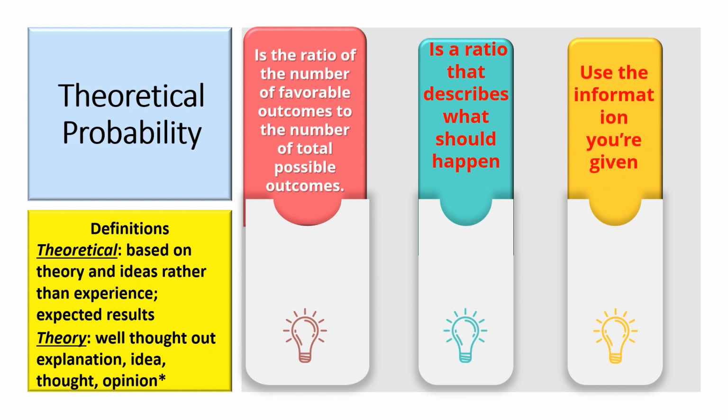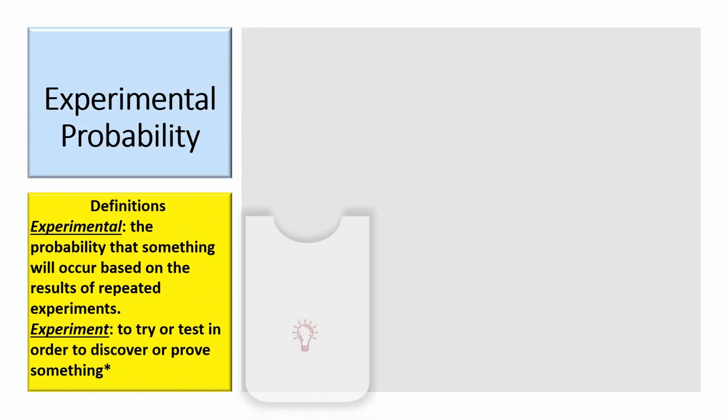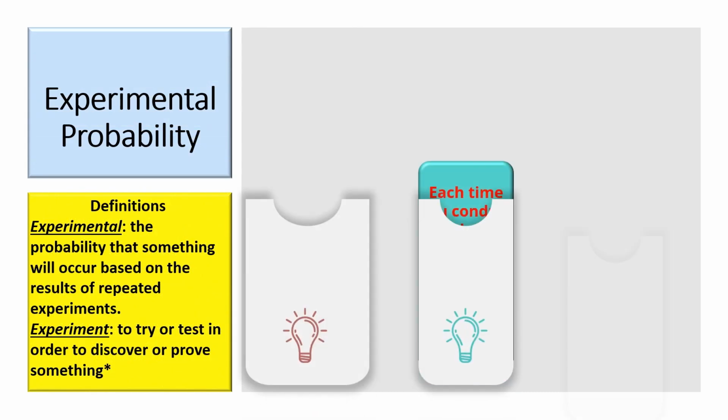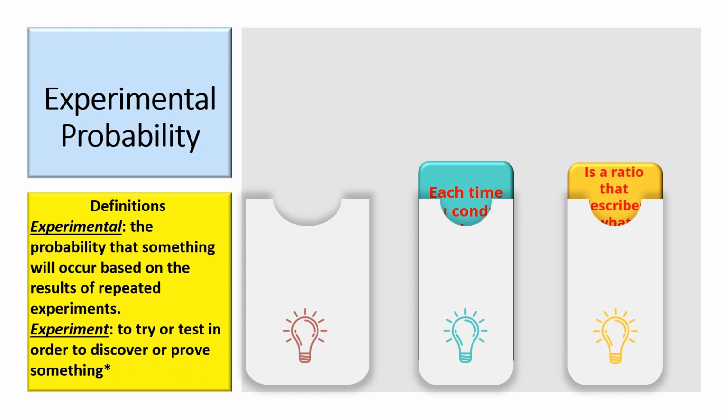So with those things in mind, the definitions and the other tips that I have here for you, let's look a little further into theoretical probability after we take a look at experimental probability. So experimental probability, the definition.